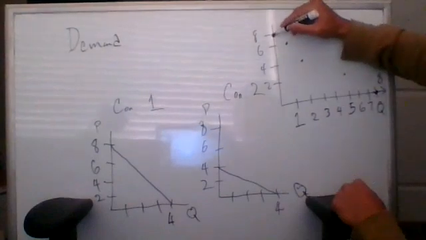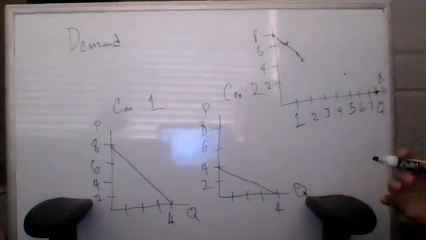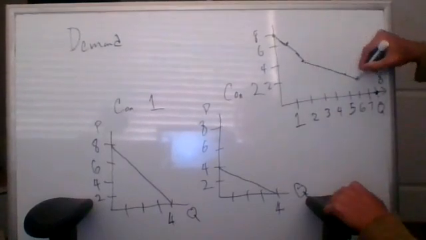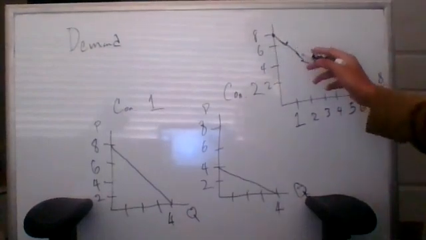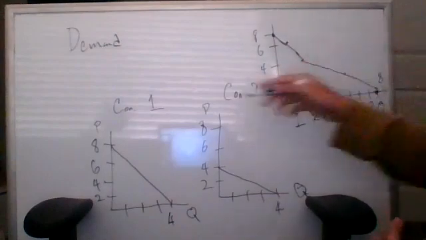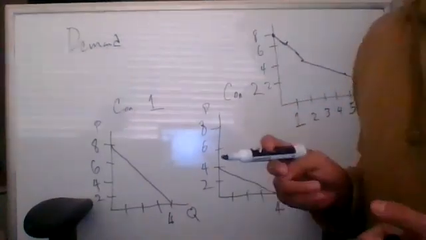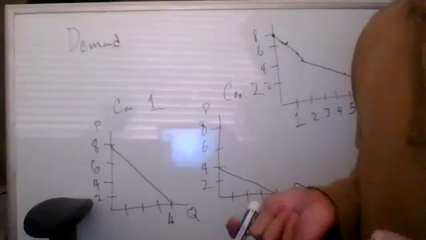And so notice how our graph right here is linear, but it's broken up. That's because consumer 2 doesn't play a role in this market demand curve until a certain price level. And so that's what we're going to consider when we talk about the difference between intensive and extensive.